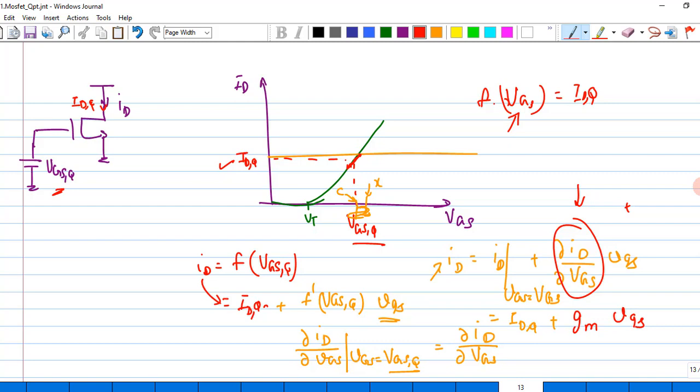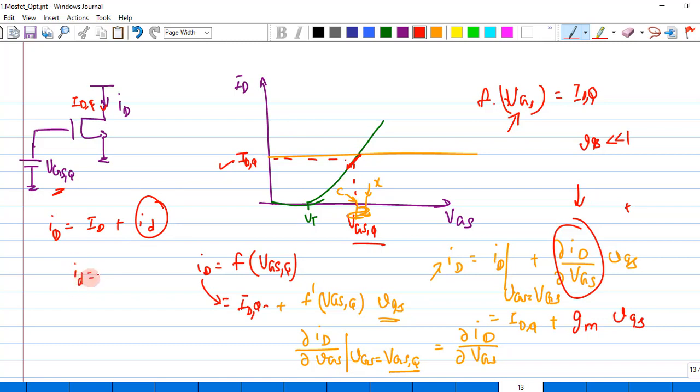The small VGS is there, right? If this is quite small, then I can restrict myself to the first term itself. Clear? So now I will come back to the same thing. This term is nothing but my composite signal. I can write this composite signal as a summation of two terms. One is the DC current, and the other is the small signal current. And what is this small signal current?